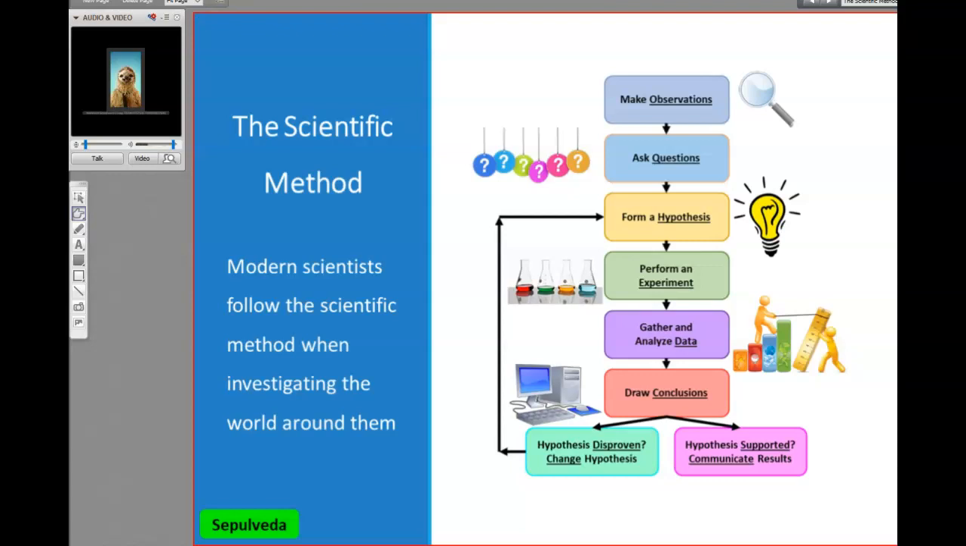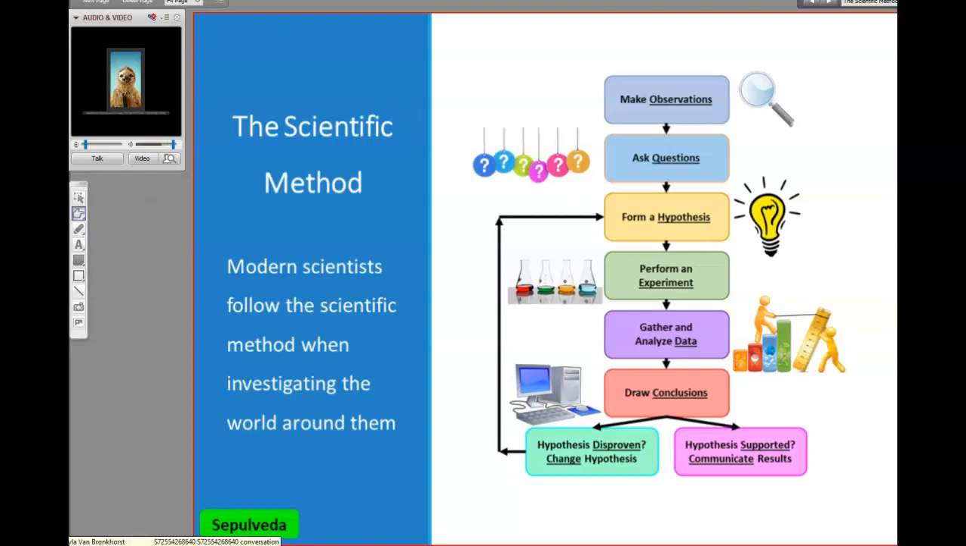So the first thing, obviously, we make that observation. We ask ourselves a question. We form that hypothesis, which is trying to answer that question, and we perform the experiment. We gather the information, analyze the data sometimes, and we draw conclusions. But sometimes those conclusions can be disproven. That means that the hypothesis was wrong. Then we go back and we change our hypothesis and start that whole process over again. Sometimes they're supported, and then we can communicate those results.